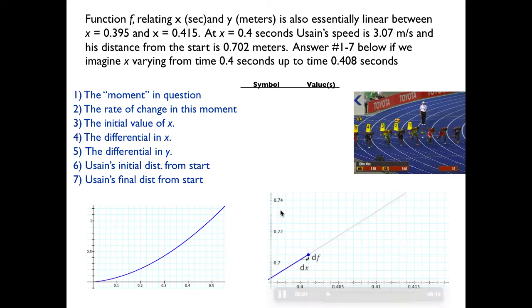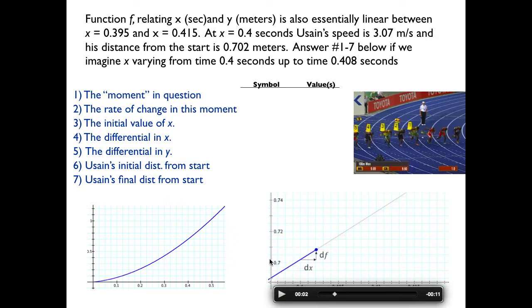And at the beginning of this, at time 0.4, the spot at the left end of that triangle, the distance from the starting line, y-coordinate in this graph, is 0.702. So we have all those numbers at the top. A bunch of them are seen directly in the graph. That 3.07 is the only one that's a computation from the graph, or that isn't just a read coordinate point. But look at these questions 1 through 7.